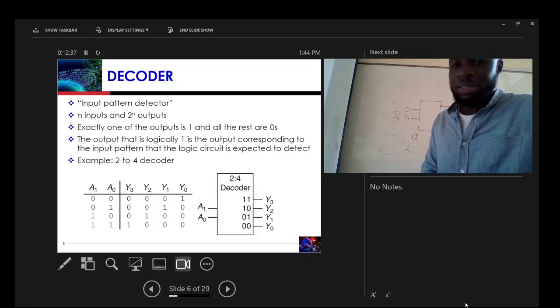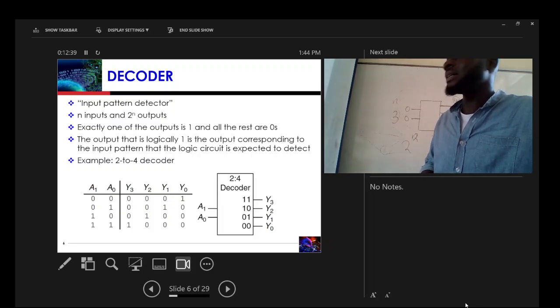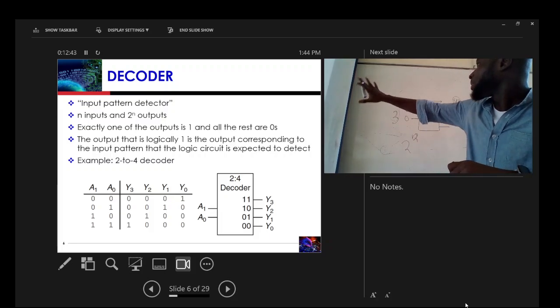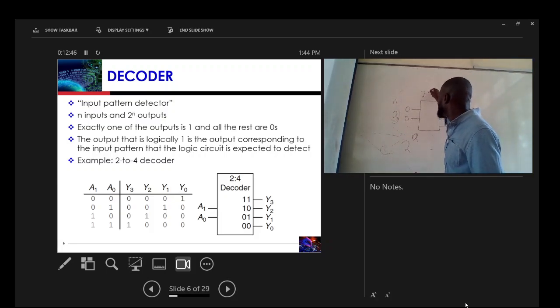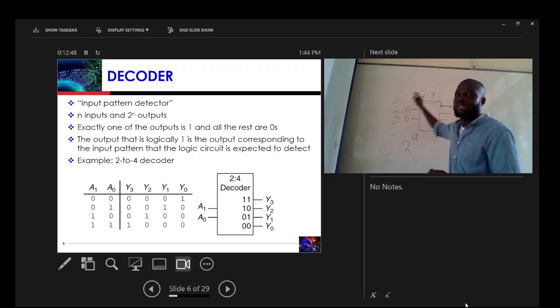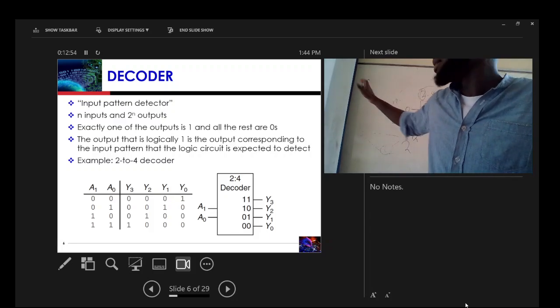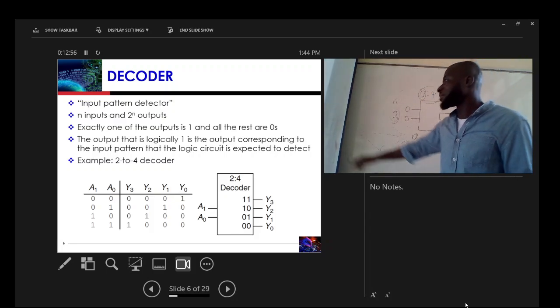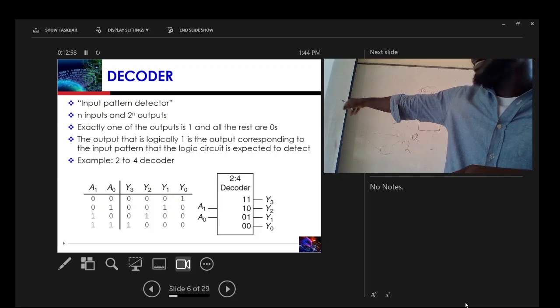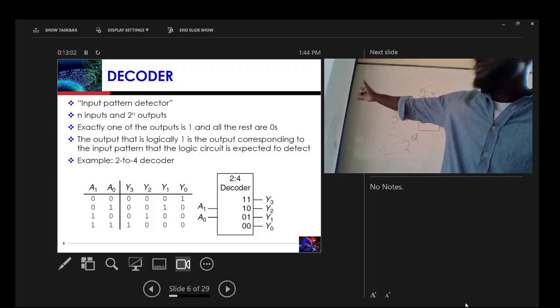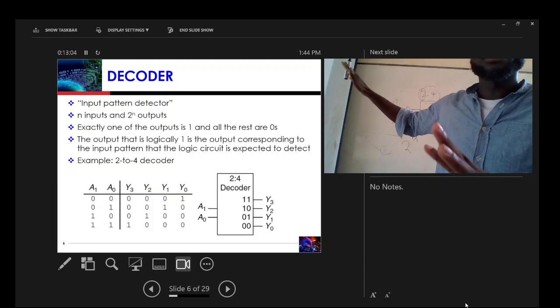So this is a symbol of the decoder. If you have something like this, it is a 2 by 4 decoder. It means that it has two inputs and four outputs, 2 by 4 decoder. And then the inputs will be labeled like this. 00 is Y0, 01 is Y1, 10 is Y2, and 11 is Y3. So stuff like that.